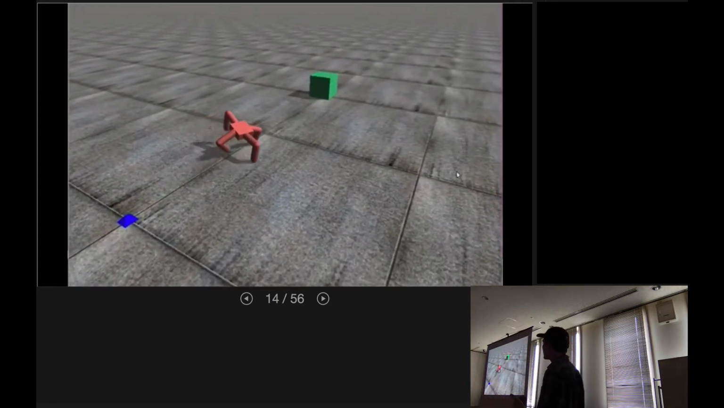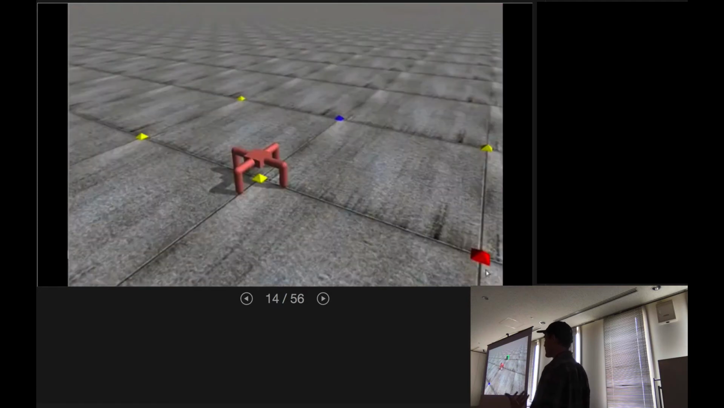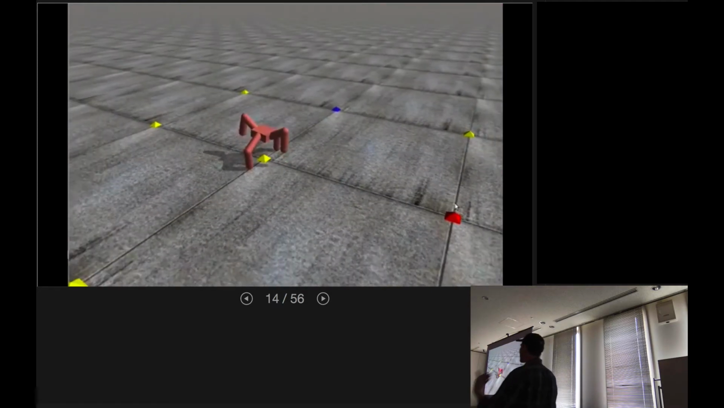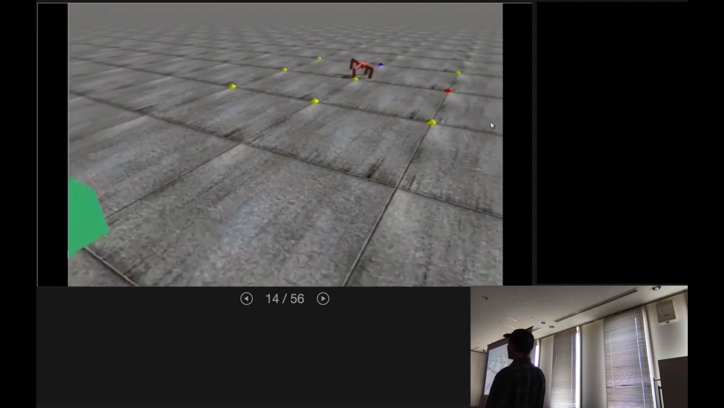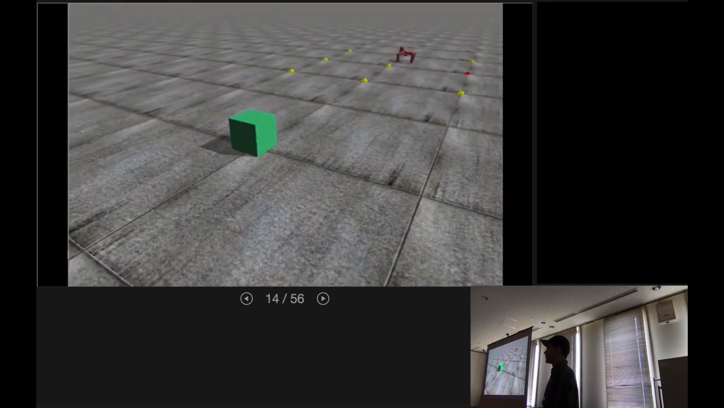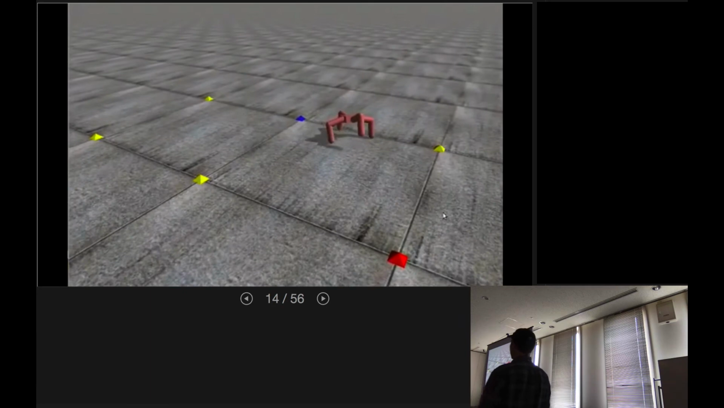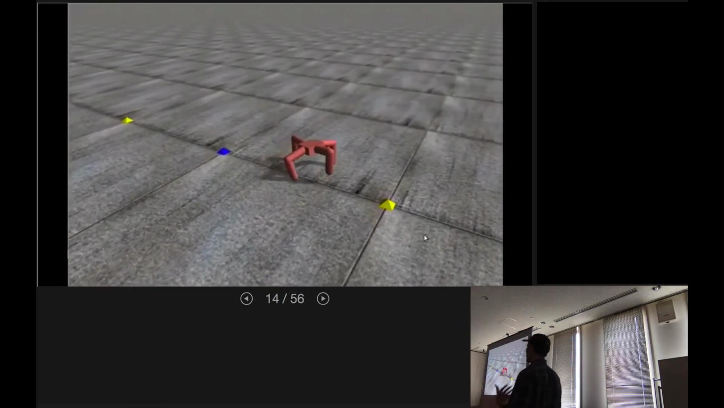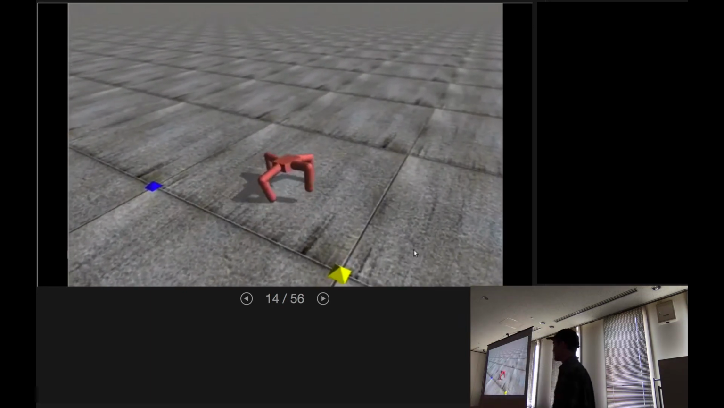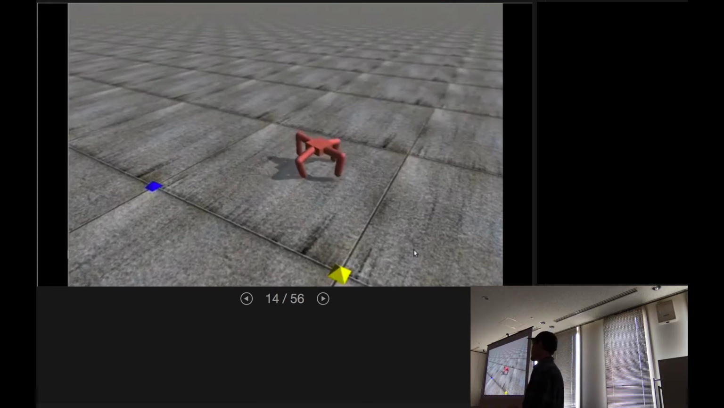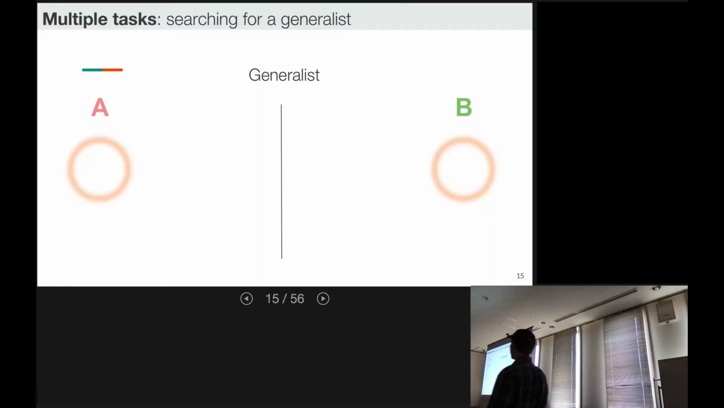But then if we take this individual and we put it in another task environment, which is defined by just a different location of the light source, it does exactly what it did in the previous environment. So it's not sensitive to environmental context. It doesn't change its behavior depending on new sensory information. So this is a specialist agent, and this is not what we're looking for. Instead, we want an agent that is good in both environments. It's proficient in both A and B.